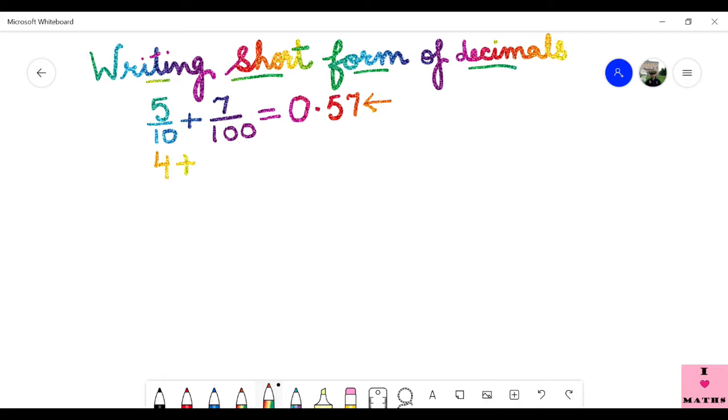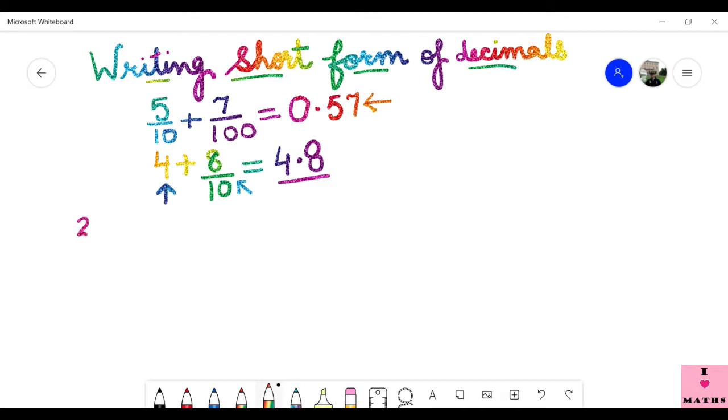Now, if we have 4 plus 8 upon 10, here we have a whole number part and a fractional part. So 4 will come at ones place, and then the decimal will come, and 8 will come at the 10th place. So we will have 4.8 as the decimal equivalent.